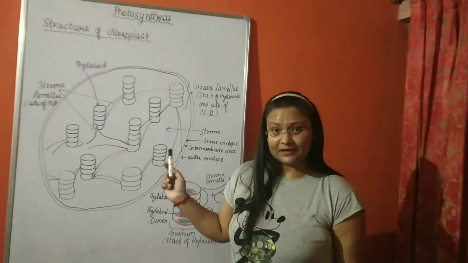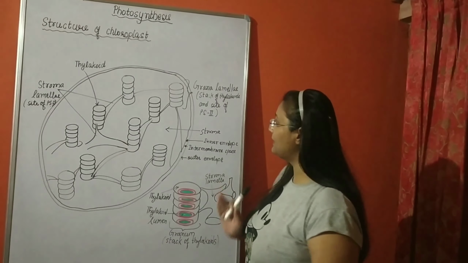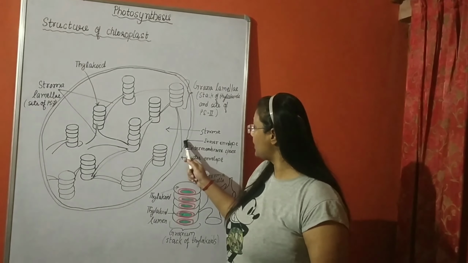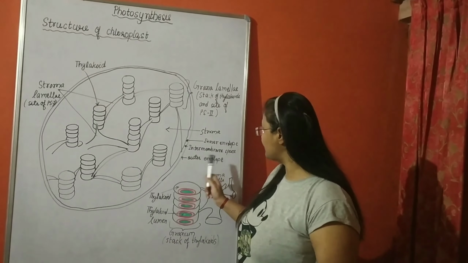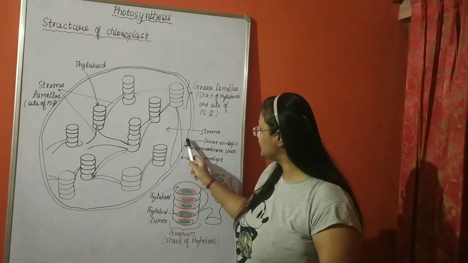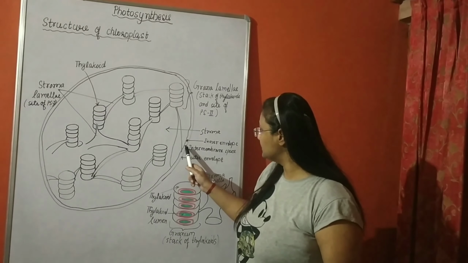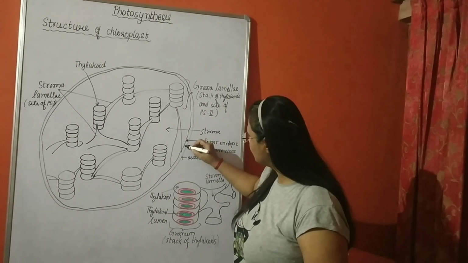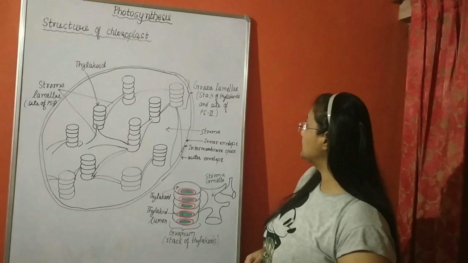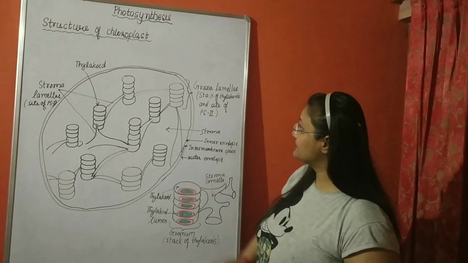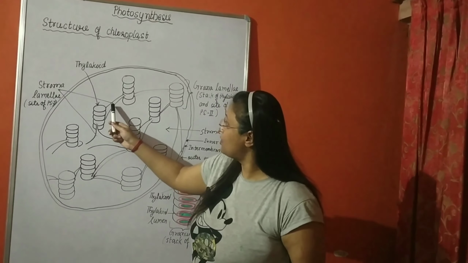Chloroplast is a double membranous structure. It has an inner envelope, this one, an intermembrane space, and an outer envelope. This is the outer envelope, this is the inner envelope, and the space in between is the intermembrane space.